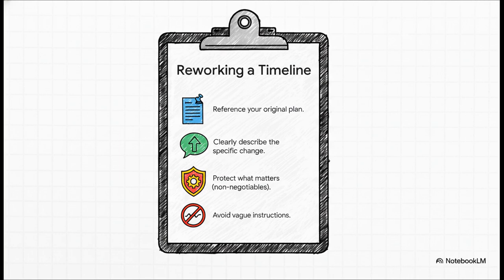First, always reference the plan you want it to change. Then, be crystal clear about the specific change you need. This next one is crucial. Protect your non-negotiables. Tell the AI what has to stay. And finally, don't just say, make it faster. Be precise about what to cut or combine or reorder.